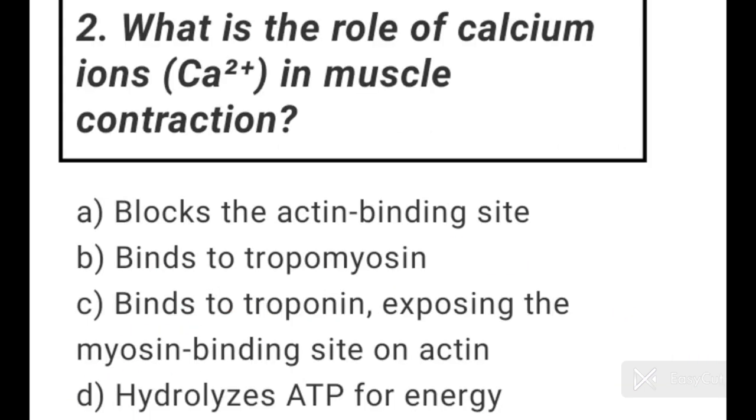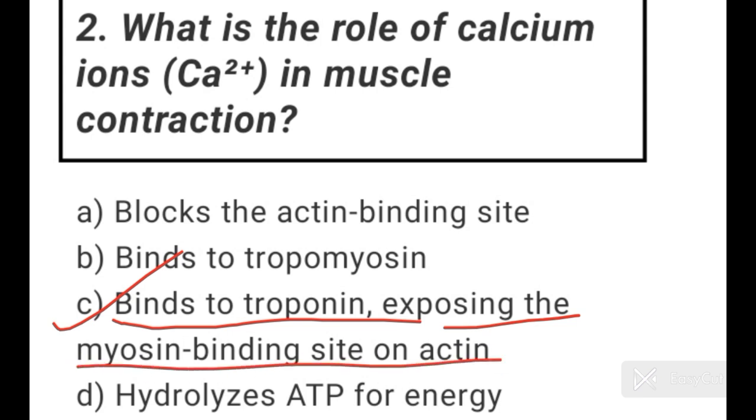Okay. Question number 2. What is the role of calcium ion in muscle contraction? Option C is correct here. Calcium ion binds to troponin, exposing the myosin binding site on actin.